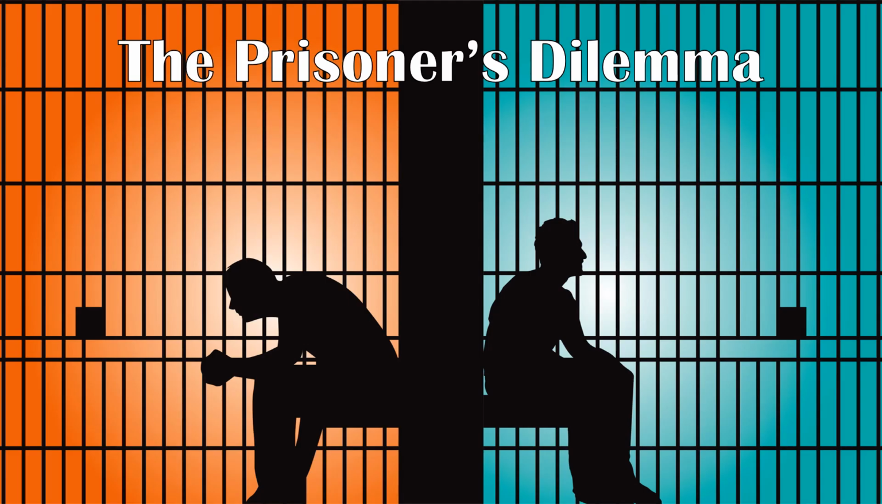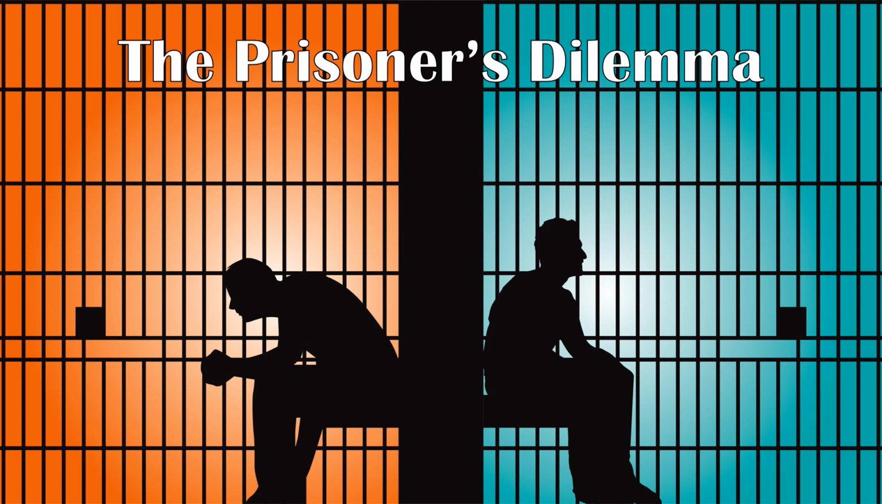The prisoner's dilemma is a thought experiment that challenges two rational agents to a dilemma. They can cooperate with their partner for mutual benefit or betray their partner for individual reward. The classic version of the prisoner's dilemma goes like this.